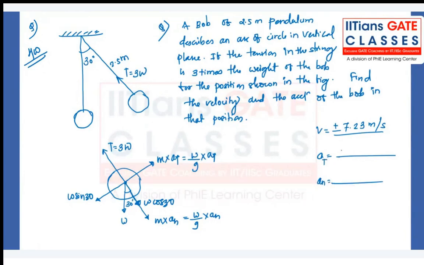4.905 meters per second squared and 20.93 meters per second squared. So you can match your answers with this. And if you are not able to solve it, it's not a problem. We will start with this question in tomorrow's class.